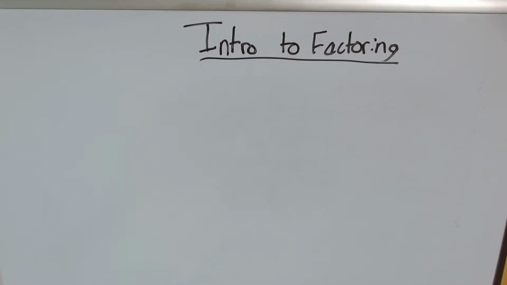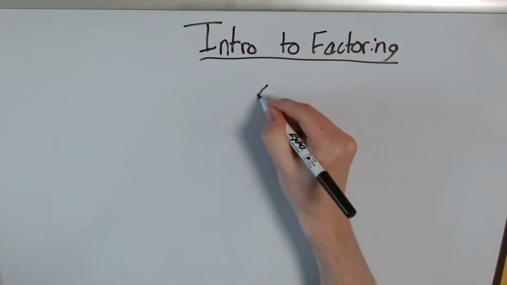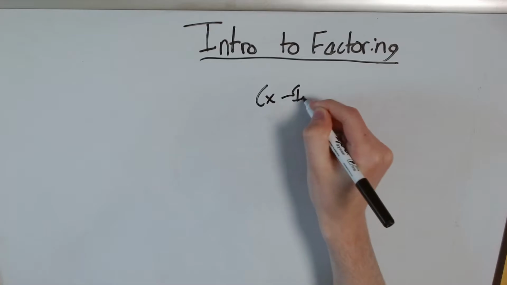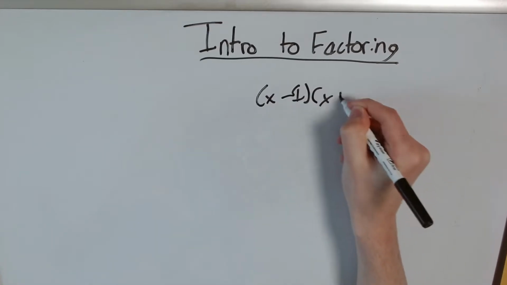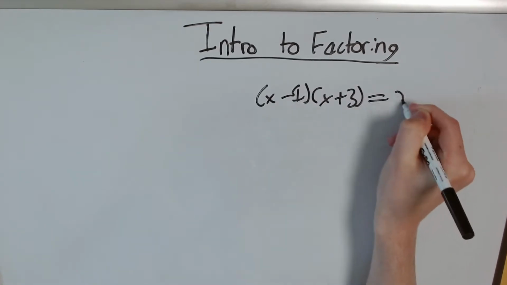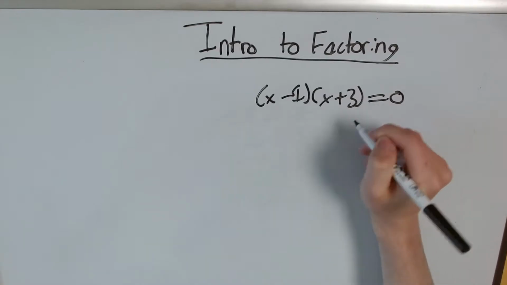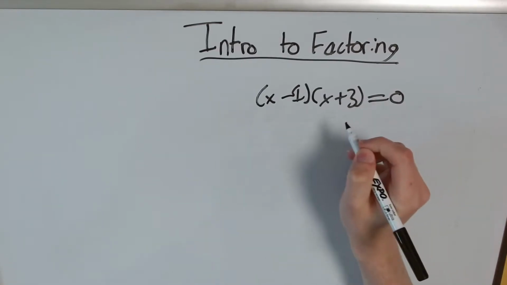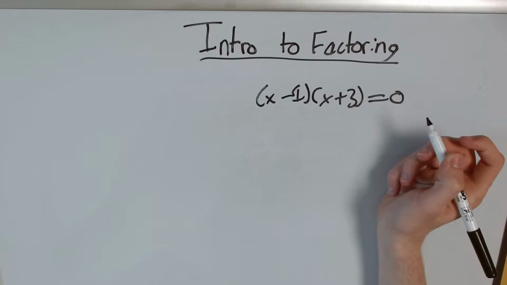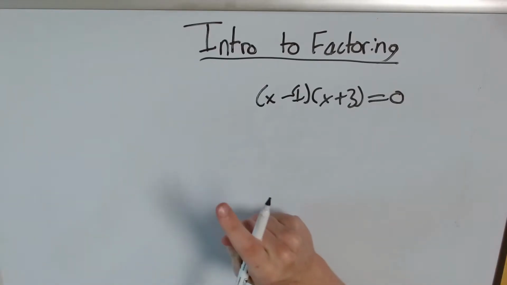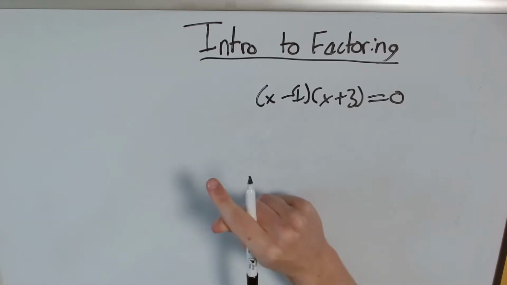Well, let me start with an example problem that illustrates why factoring is useful in the first place. All right, say we're asked to solve the quadratic equation (x minus 1)(x plus 3) equals 0. And at first glance, you might say, well, that looks nothing like a quadratic. I don't think this is a quadratic. Well, it actually is if I use the distributive property.